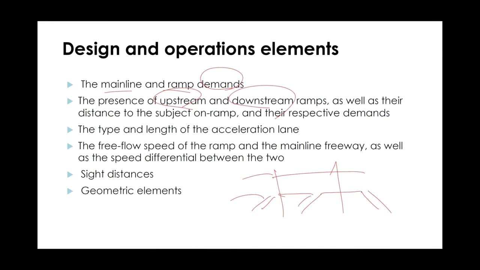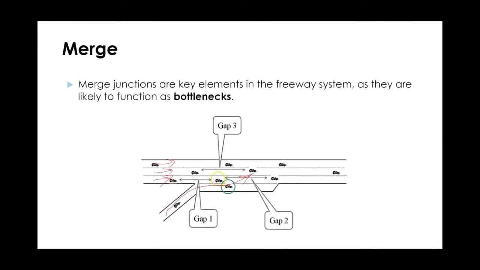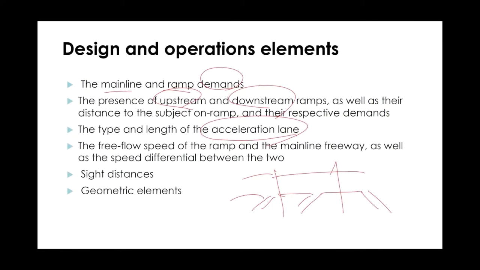We also need to know about something that is usually called an acceleration lane or auxiliary lane. So look at this little lane here when the ramp gets connected to the main line. This lane is called an auxiliary lane or acceleration lane, where it provides sufficient space for vehicles coming from the ramp to accelerate and speed up and then merge into the mainline traffic. So the length of this acceleration lane is important to know in design.